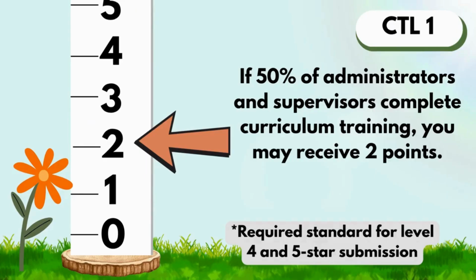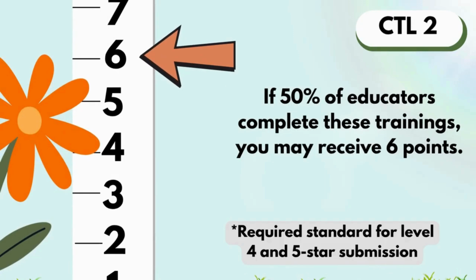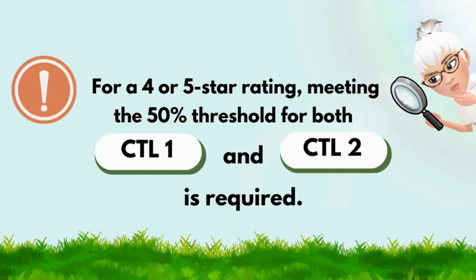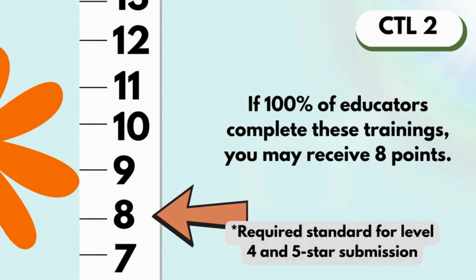When 50% of your admin and supervisors go through curriculum training, your program may receive 2 points. When 50% of educators go through curriculum training, your program may receive 6 points. For a 4- or 5-star rating, meeting the 50% threshold for both CTL 1 and CTL 2 is required. When 100% of administrators and supervisors go through this training, you may receive 4 points for CTL 1. When 100% of educators go through this training, you may receive 8 points for CTL 2.